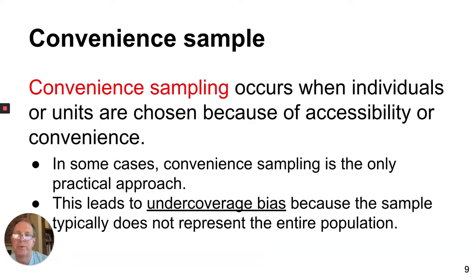Convenience sampling occurs when individuals or units are chosen because of accessibility or convenience. In some cases, convenience sampling is the only practical approach, but it leads to undercoverage bias because the sample typically does not represent the entire population.